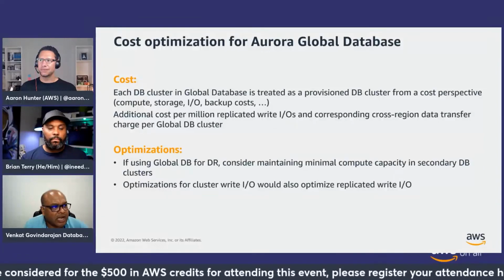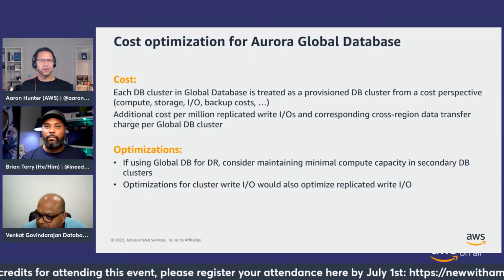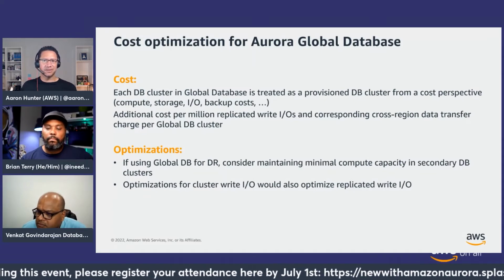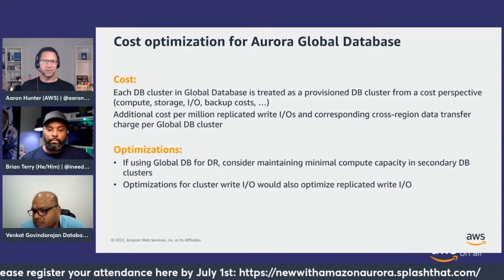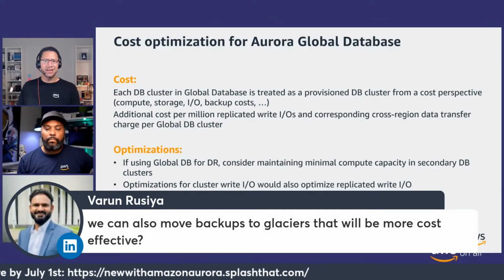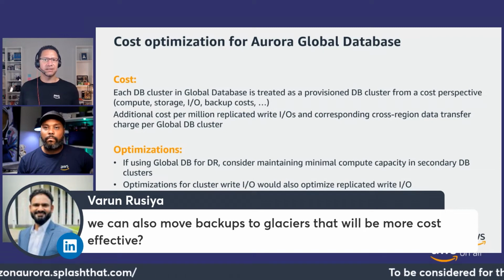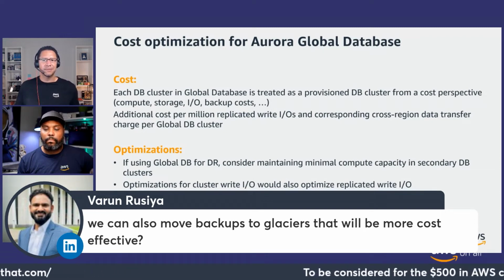Next is backtrack optimization. Actually, before we move on, you talked about backups and global database. There's a comment in the chat asking about how to move backups between different storage classes to help reduce cost.